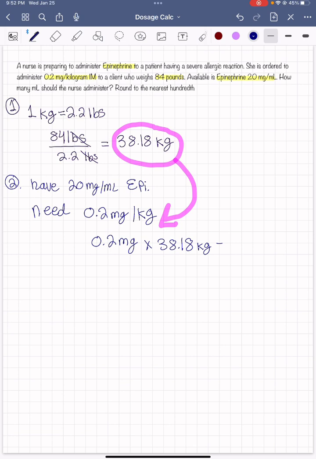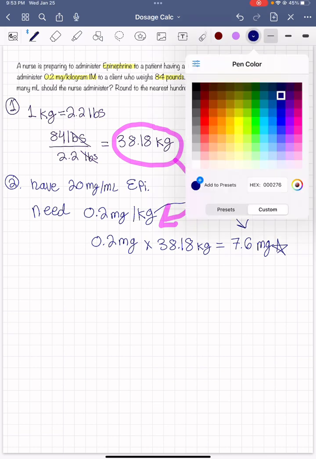Once we do that, we are left with approximately 7.6 milligrams. So this is what my patient needs. So they now need 7.6 milligrams, okay? So we're gonna go ahead and star this. That's what we need, okay? So, what did we do for the last question? We now take our need and make that equivalent to what we have.